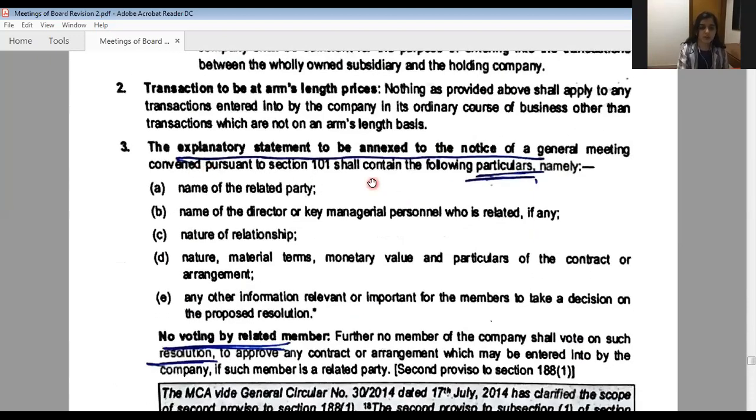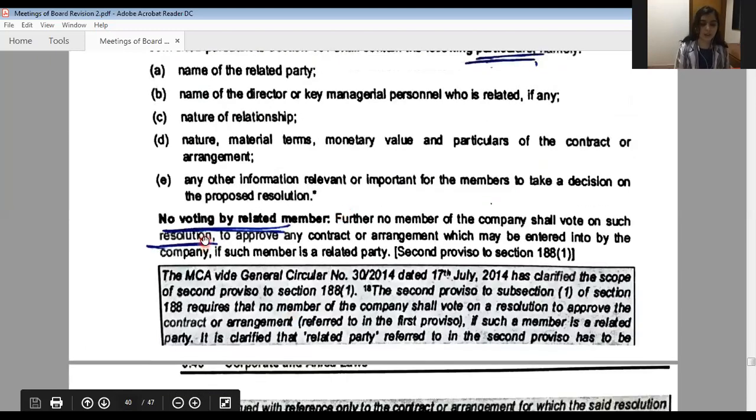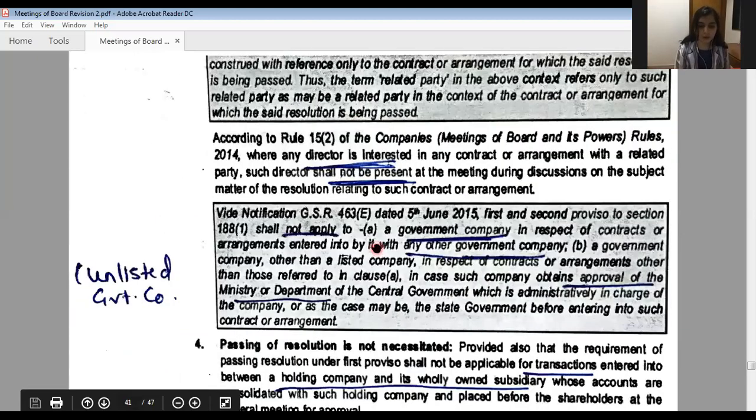Now, the explanatory statement is to be annexed to the notice of general meeting, which will state the particulars related to the related party, then the name of the director or key managerial person who is related, then the nature of relationship, then nature, material terms, monetary value, and particulars of transaction, then any other relevant information. Then no voting shall be allowed by related members on such resolution. The next point states where the director is interested, he shall not be present at the meeting.